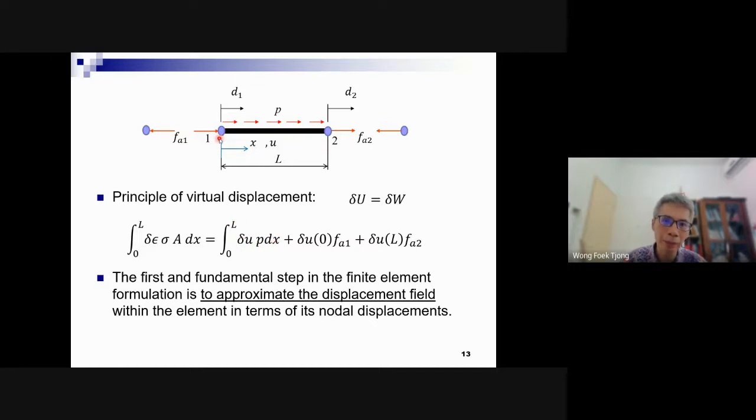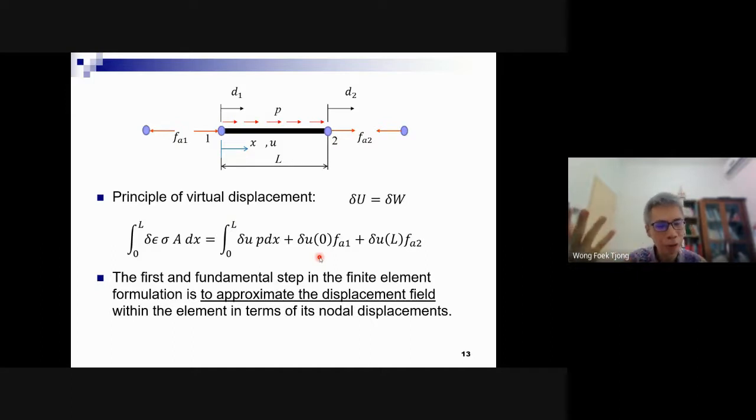How about at the ends of the bar? At node 1, we have the virtual displacement at 0 times FA1. At node 2, it is similar: the virtual displacement at L times the force at node 2. Okay, we have written our weak form equation. What's next? This is important to understand. The standard finite element method uses the weak form.